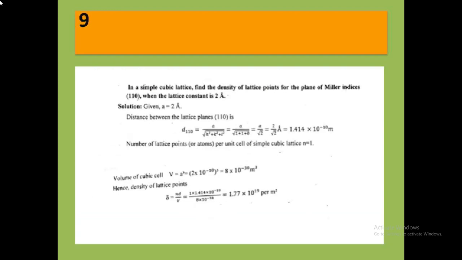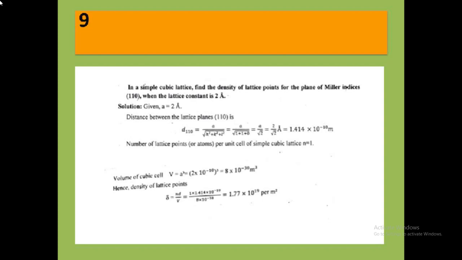In a simple cubic lattice, find the density of lattice points for the plane of Miller indices 1, 1, 0, when the lattice constant is 2 angstrom. What is given? A is equal to 2 angstrom, and we need to find the density of the lattice points.